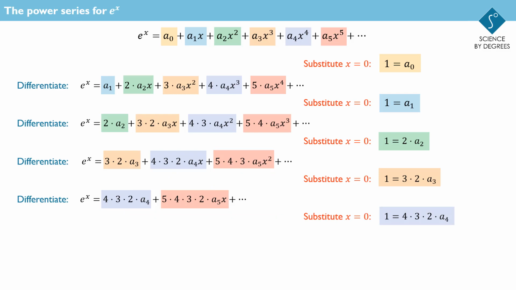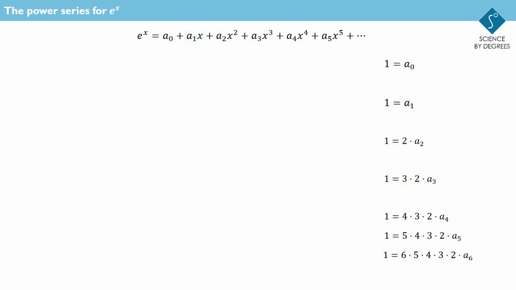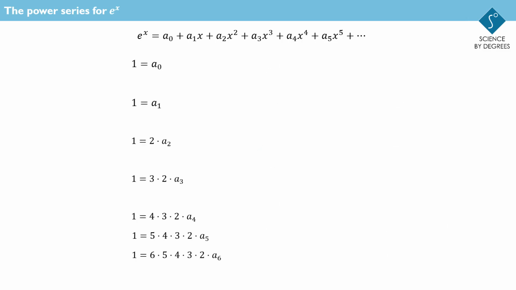Can you see now why we kept the multiplying coefficients separate? It's because a pattern is emerging that would be harder to spot if we'd evaluated these numbers. If we carried on differentiating and substituting, we'd get these as our next expressions for a5 and a6. Now we've discovered the values of the coefficients, let's just move them over here so we can give them a bit more space to explore them in.